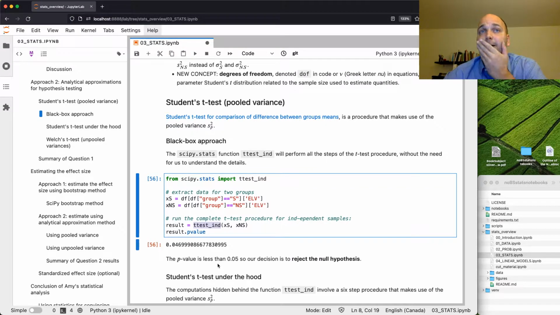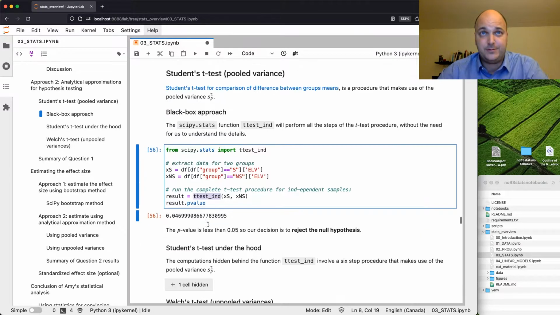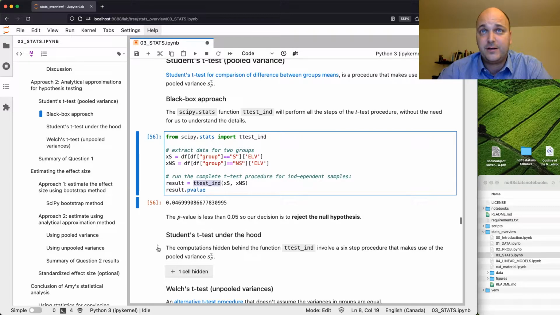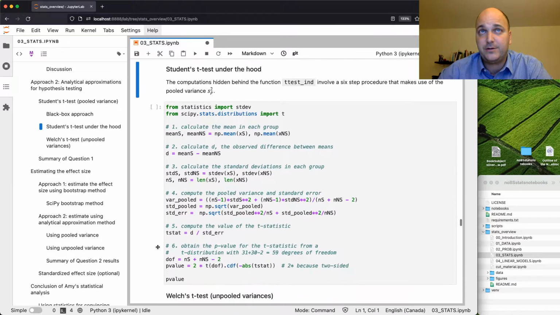So in practice, when you're using statistical software, this is what you're going to do. You just run the function, and all the complicated calculations are hidden inside here. Now, this is not our way though. The no-bullshit way, you gotta know the details.